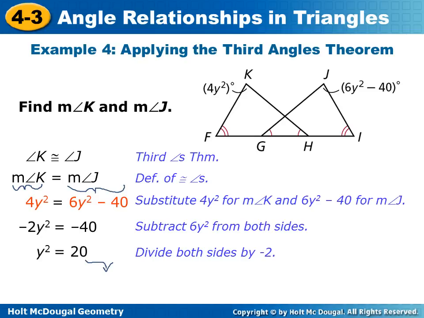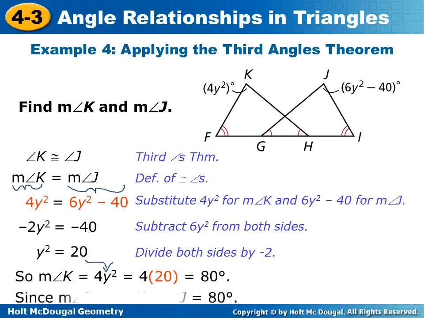Since we're substituting y squared back in, we don't have to square root both sides. So here we make angle K equal to 4y squared, which is what we have from the picture, and instead of y squared we put in 20, so 4 times 20 is 80 degrees for the measure of angle K. And since measure of angle J is equal to K, then measure of angle J is also 80.